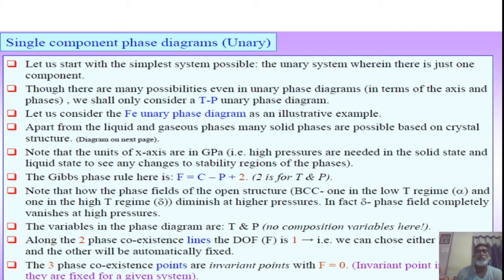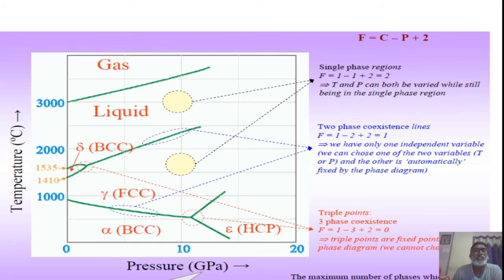So in the single component system, we will see what the various phases present are and how you can apply the Gibbs phase rule. This is the phase diagram of iron. At nearly 910 degrees centigrade, iron transforms from BCC to FCC, then from FCC to delta BCC, then it goes to the liquid phase, and at nearly 3000 degrees it vaporizes. This gives the temperature and pressure relationship.